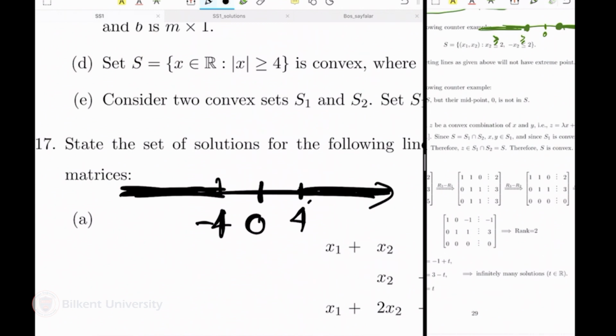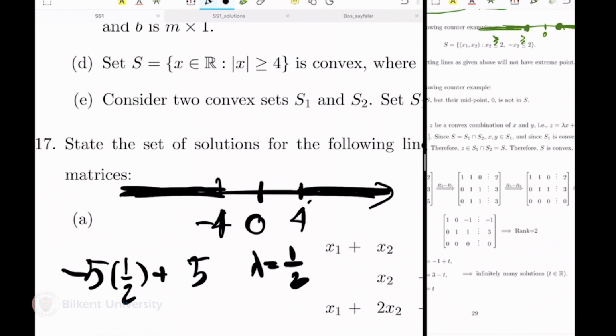Whatever point you say between minus 4 and 4 is not inside the set, and it's a convex combination of them. For example, if I say minus 5 and 5 as two separate points, and lambda is 1 over 2, because lambda should be between 0 and 1, what is the convex combination of these two points? Minus 5 multiplied by 1 over 2 plus 5 multiplied by 1 over 2 is equal to 0. So 0 is a convex combination of two points in this set, but 0 is not in the set. So it's not a convex set.